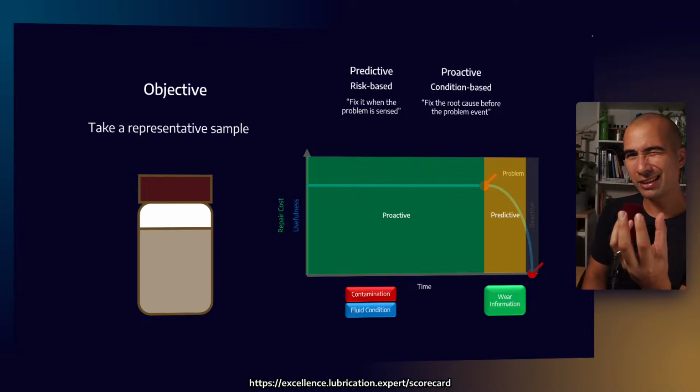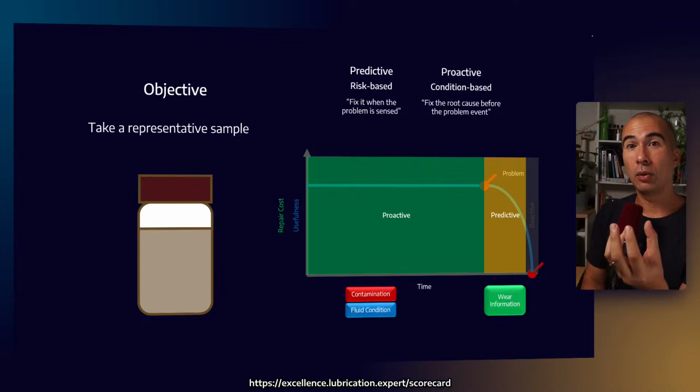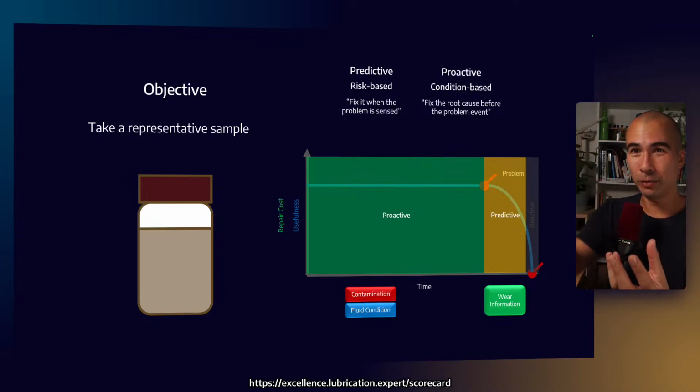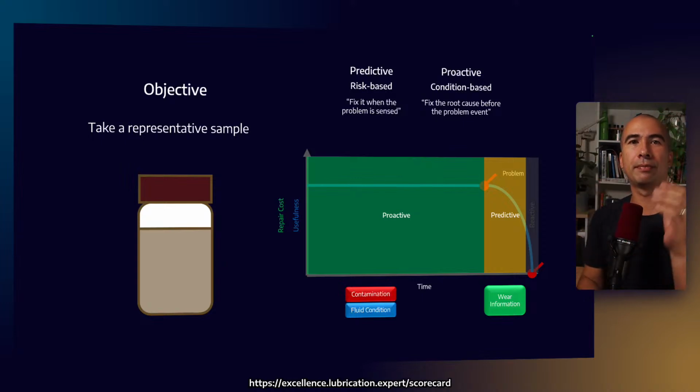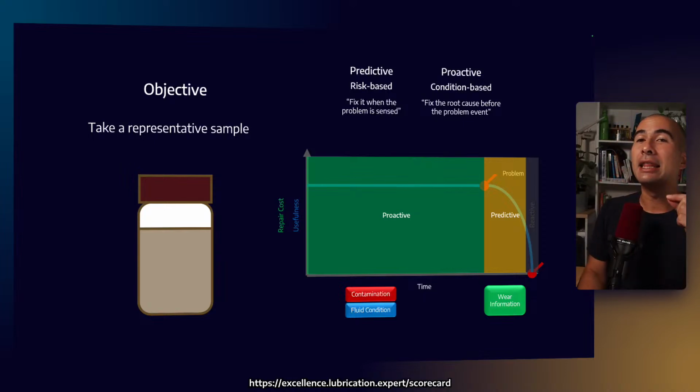When we are taking a sample, which is how most oil analysis is done, we take a sample and we send it off to a lab. The objective is that we are trying to take a representative sample. And this has to do with how we take the sample, but also where we take the sample and when we take the sample. So we want it to be as representative of the system as possible.